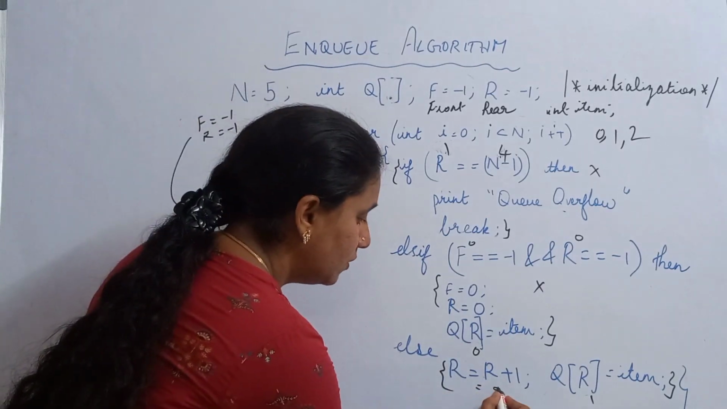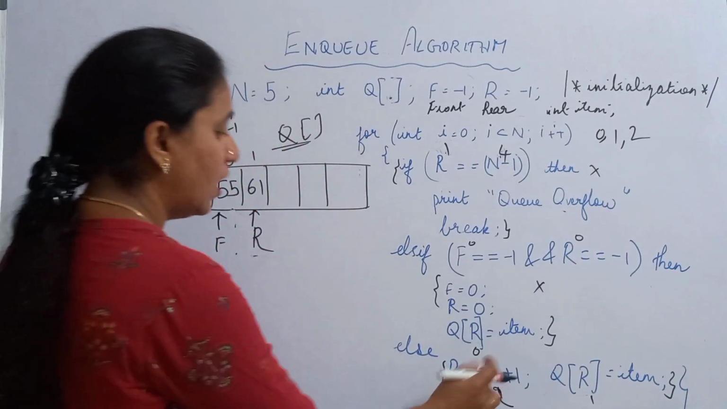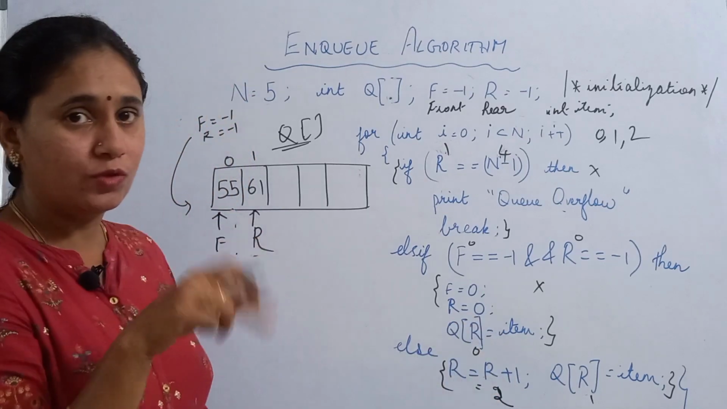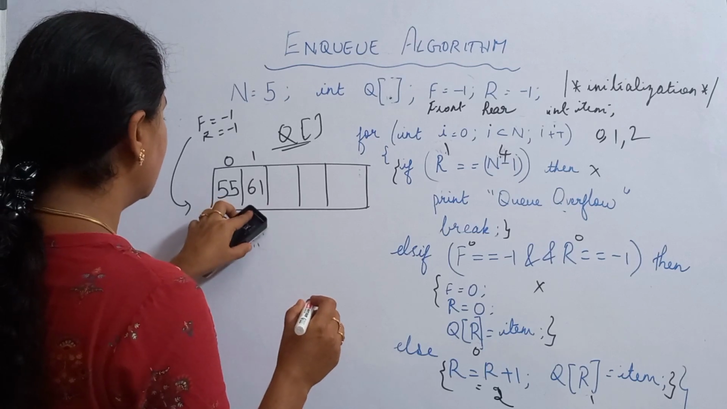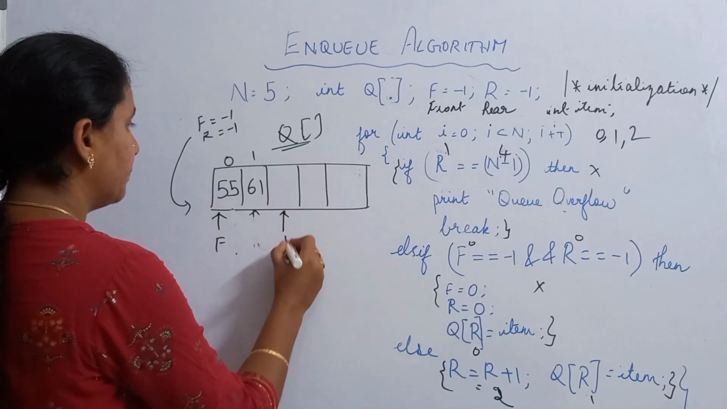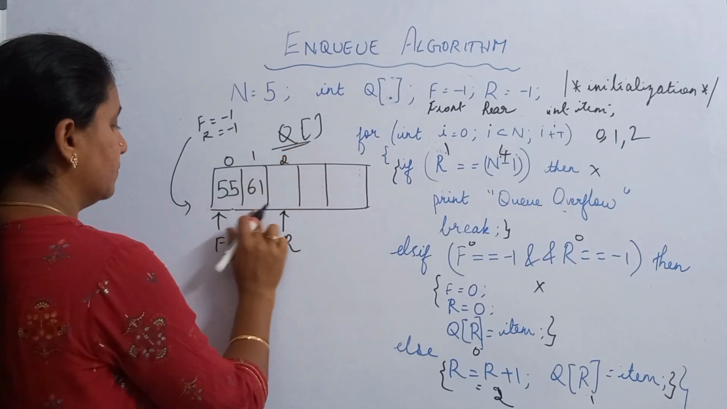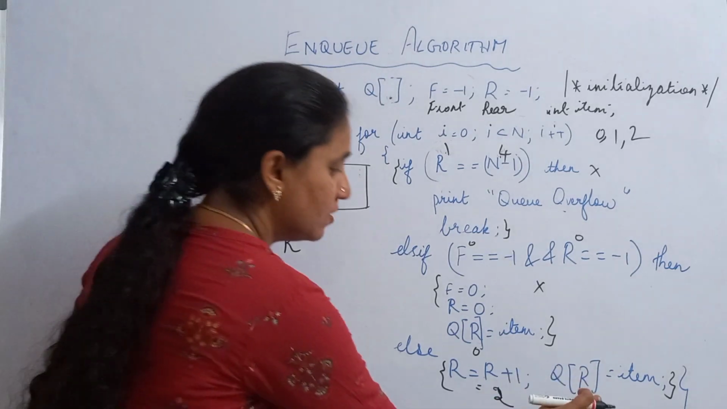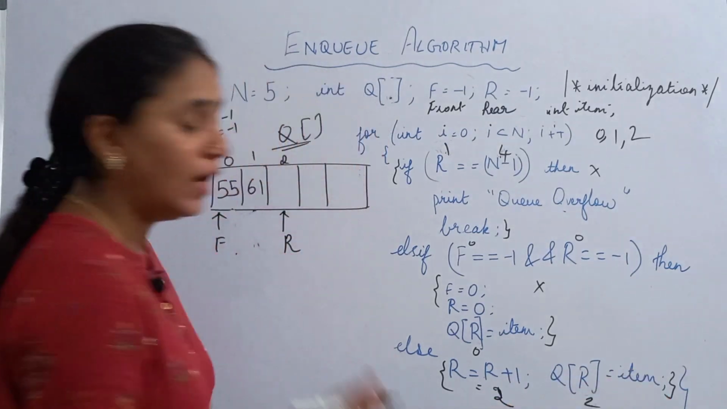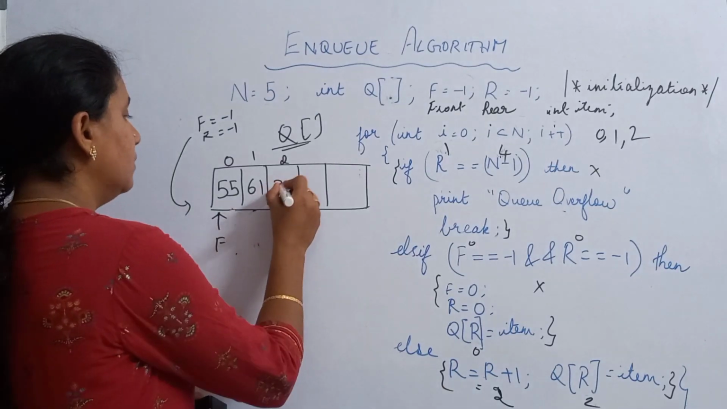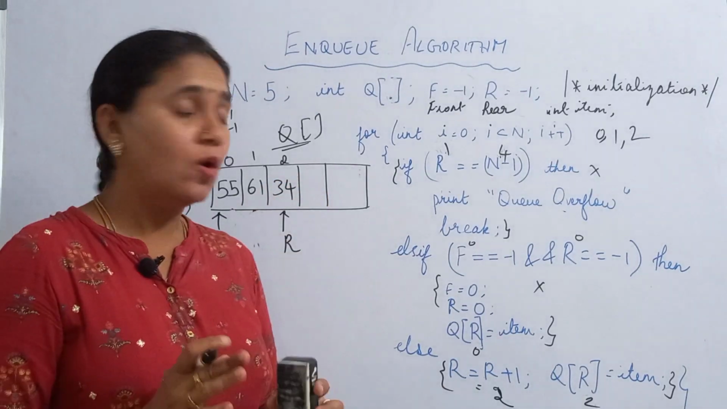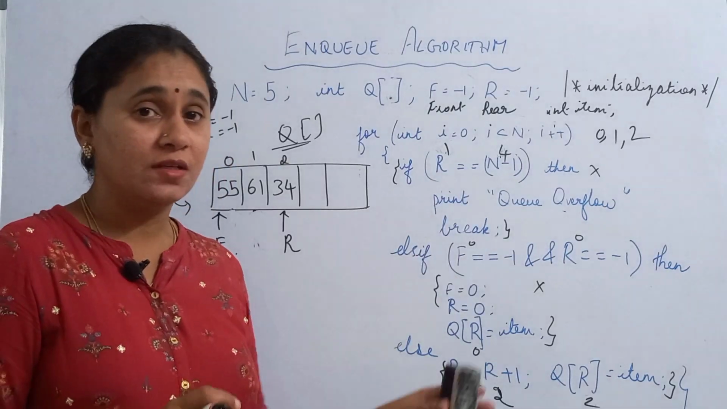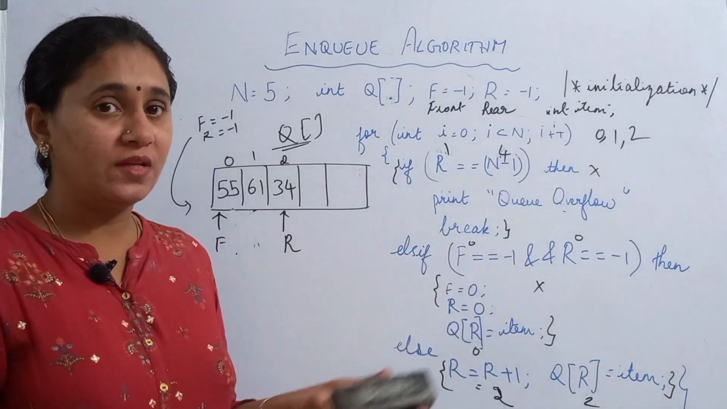So now r value will be 2, because r is 1, isn't it? So 1 plus 1 is equal to 2. So now where this r pointer is going to point out? Here, to my second position. So now let me insert this element. So q of 2 is equal to another item. So let it be 34. Okay friends, are you all clear now how these conditions are being checked and how the loop is being operated?